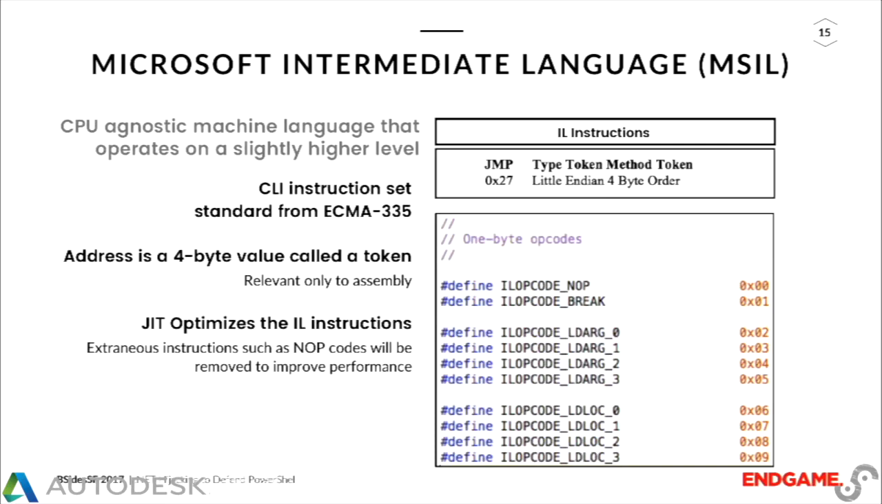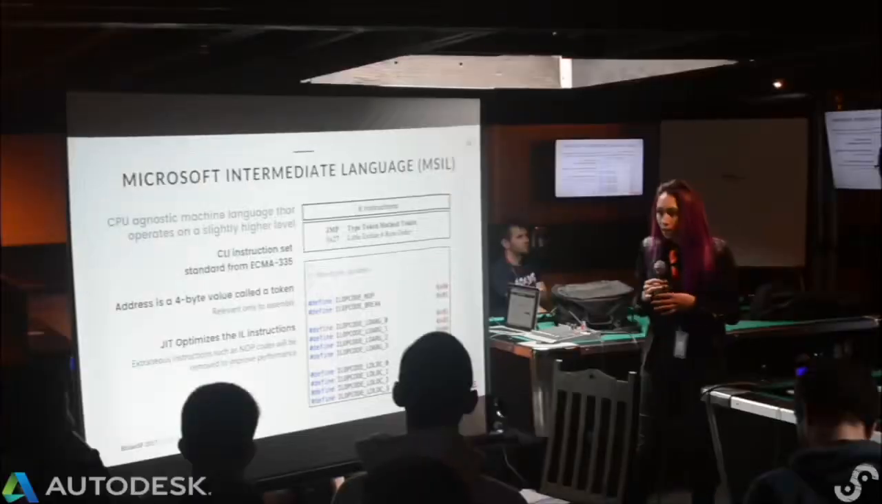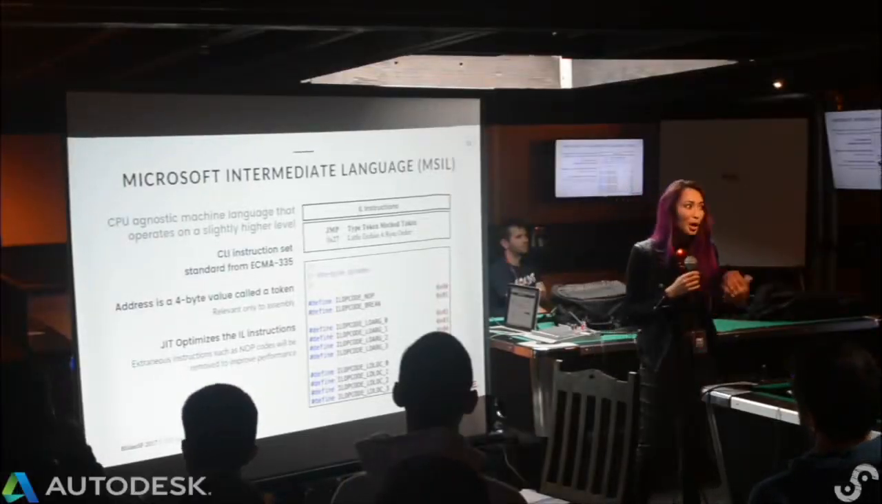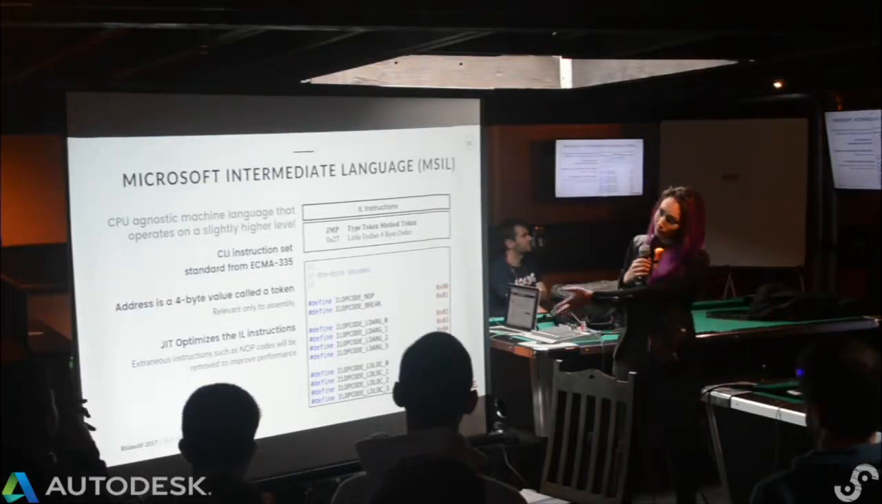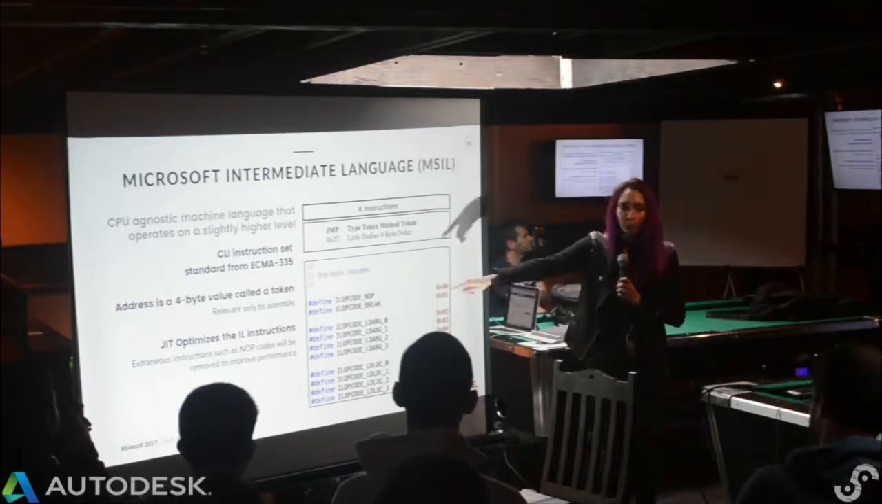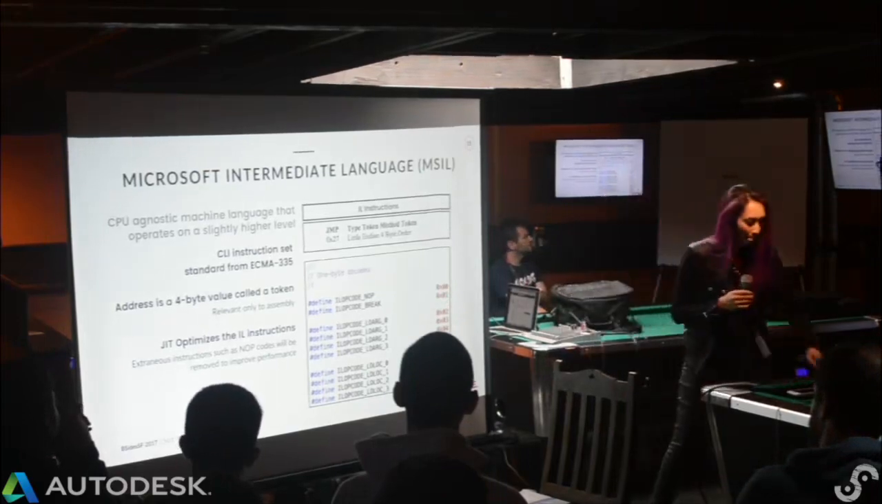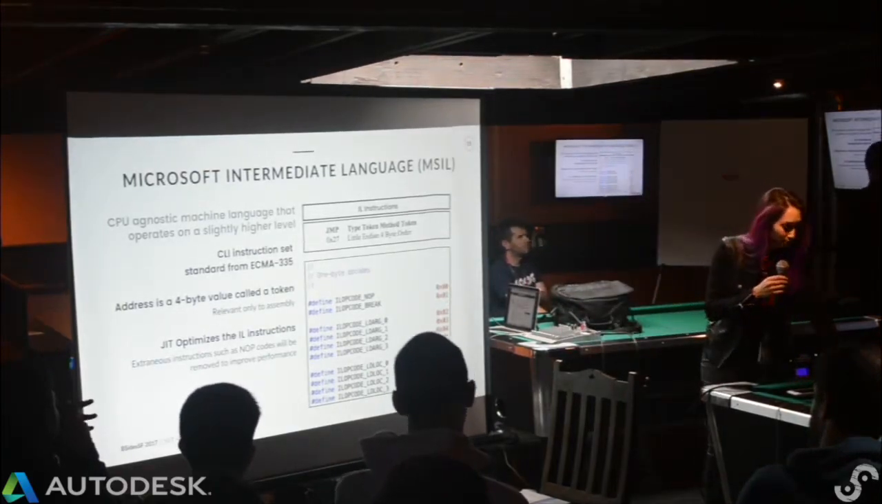All right, and one of the other things is if you're trying to do sneaky code in IL, the JIT optimizes the IL instructions. So say if you want to do a NOP sled in IL code, they're going to remove all the NOPs because it's trying to optimize the process. So for all you offensive folks out there.